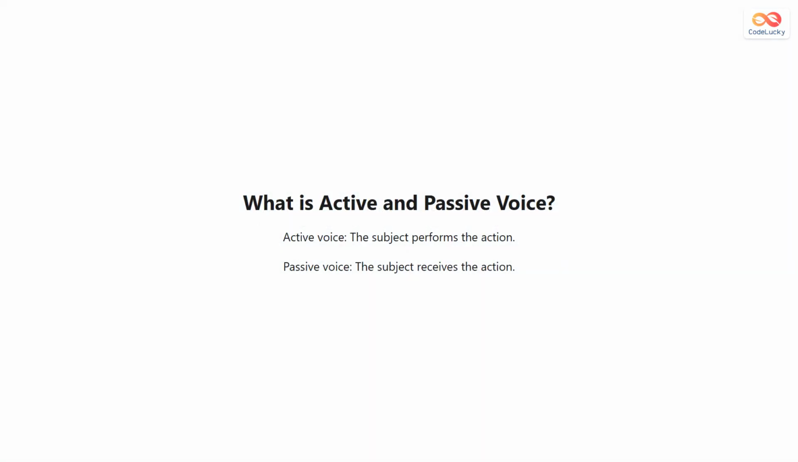Active voice means the subject performs the action. The chef cooks dinner. Here, chef is doing the cooking. Passive voice means the subject receives the action. Dinner is cooked by the chef. Now dinner receives the action of cooking.